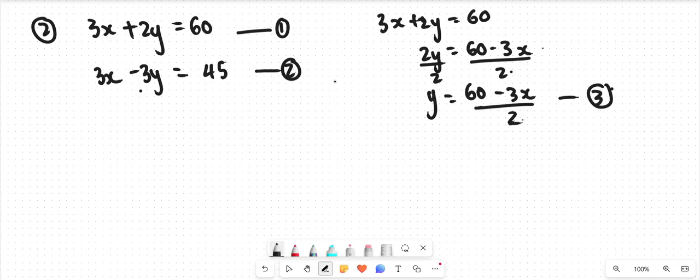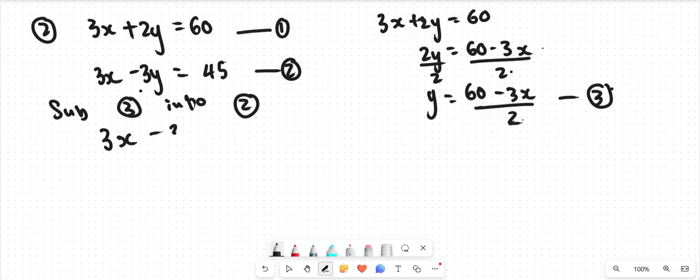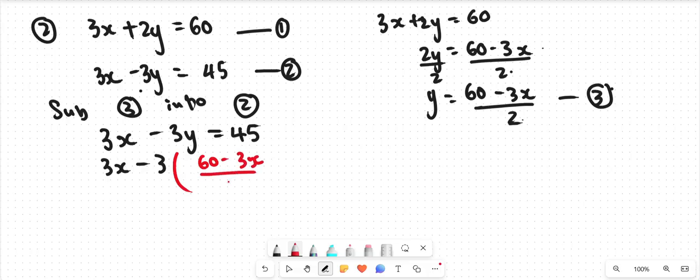Now that I have equation 3, what do I do with it? I sub 3 into 2, always the one that you didn't use. I didn't use equation 2, I used 1 to get 3, so I have to substitute into equation 2. So I'm going to rewrite that equation the way it looks from the top, and wherever I see y, I'm going to replace it with that fraction, which is 60 minus 3x over 2, and all of this is equal to 45.